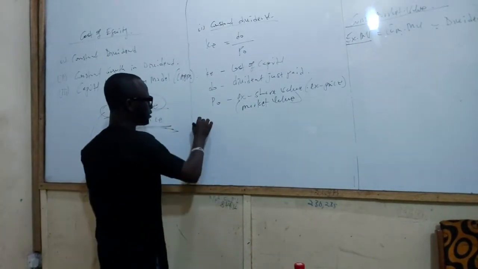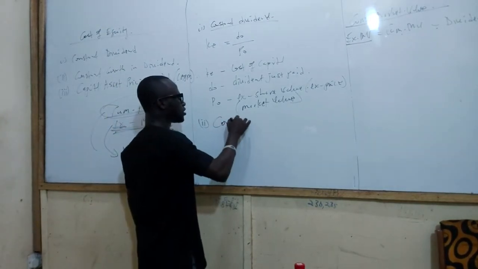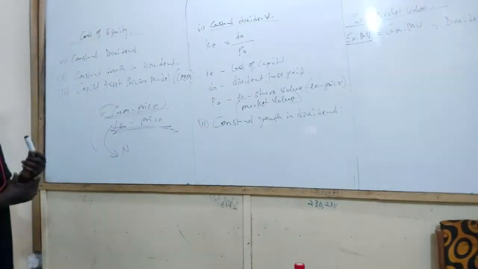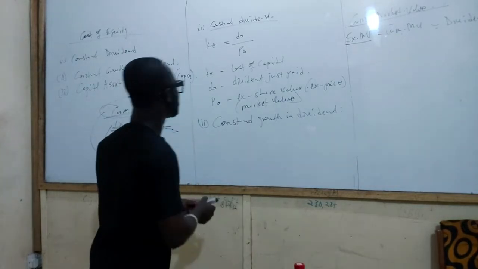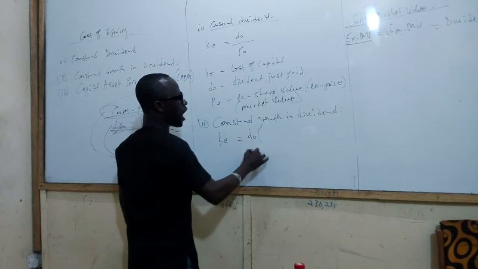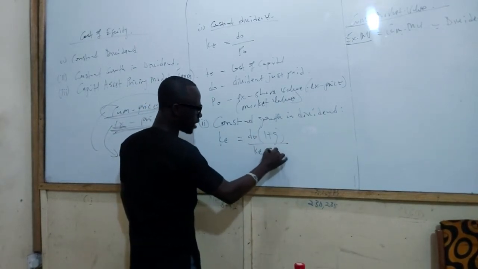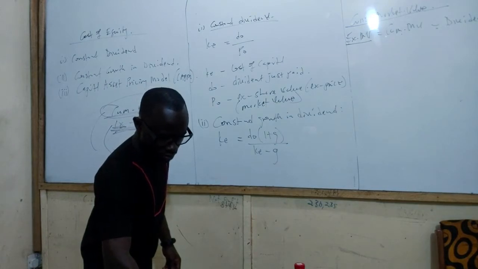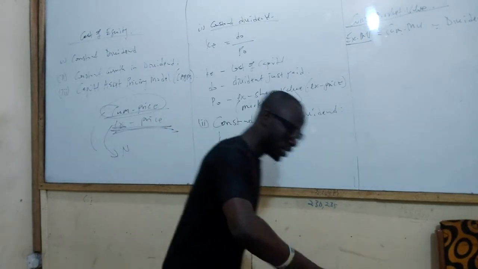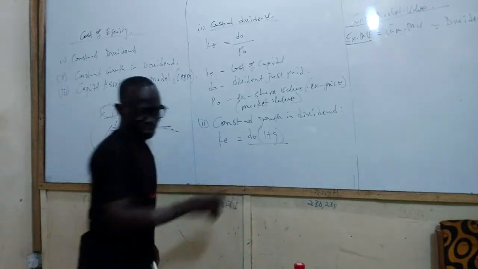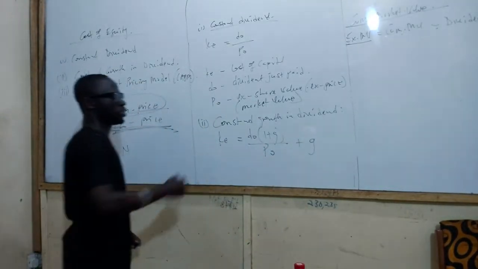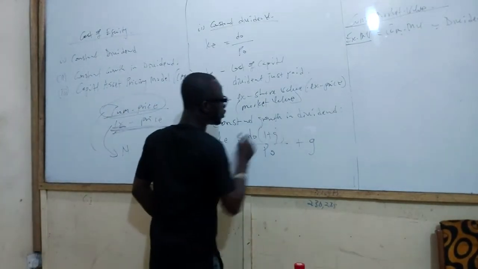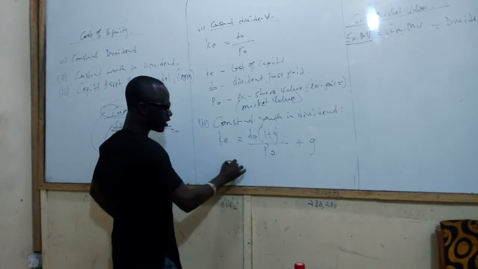But the second one is critical, and that is when there is constant growth in dividend. Now, when there is constant growth in dividend, what do we mean? It means KE will be equal to D0 times (1 plus g) over P0 minus g. Very important. Sorry, that formula is wrong. That is rather the business valuation formula, because these formulas are somehow the same. So it should be D0(1+g) over P0, plus g. This should be the formula for the constant growth in dividend, where we are assuming that everything else is the same. The g here is the growth rate in dividend.